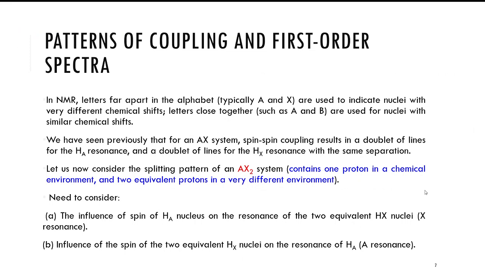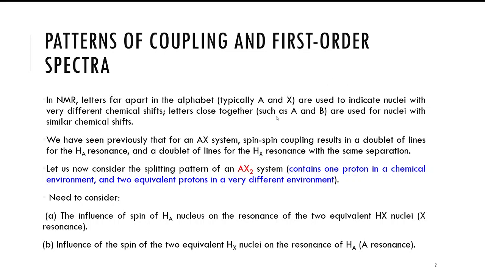SIC2006. So the last lecture talked on the spin-spin coupling. So just want to touch on the labeling. In NMR, the letters far apart in the alphabet are typically called A and X, just to show that the nuclei are actually having very different chemical shifts. So they are labeled as A and X because A is quite far from the letter X.